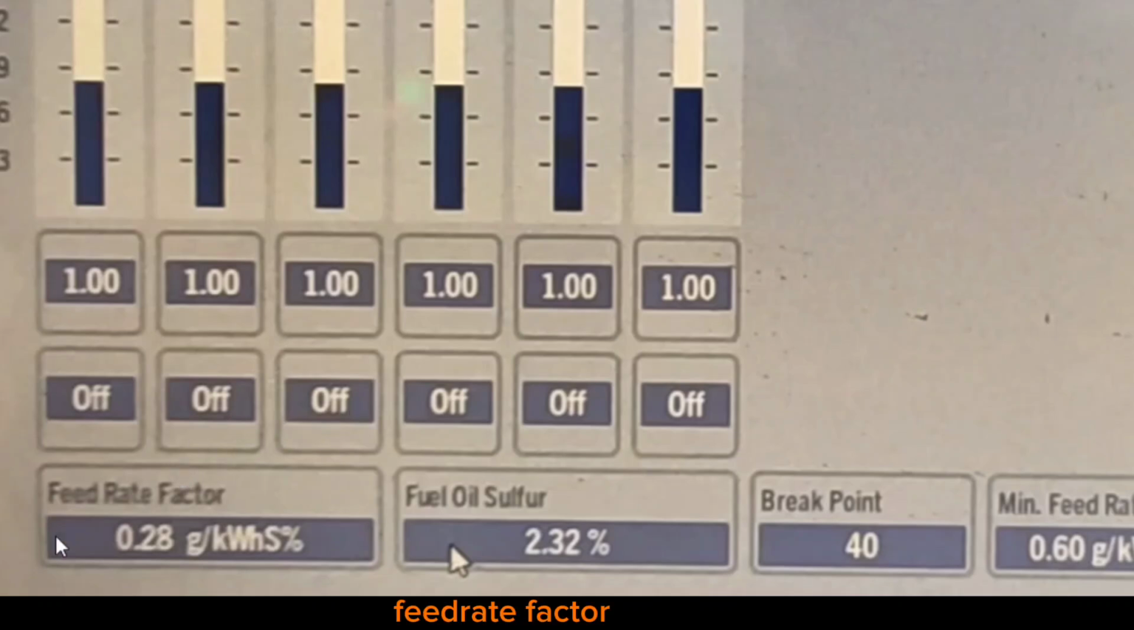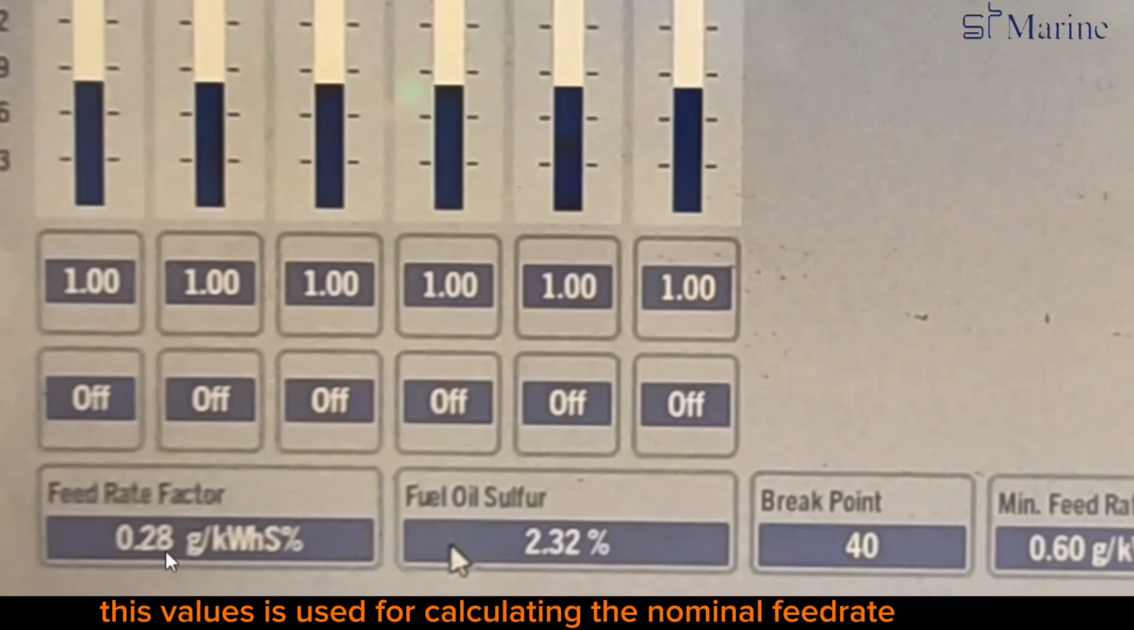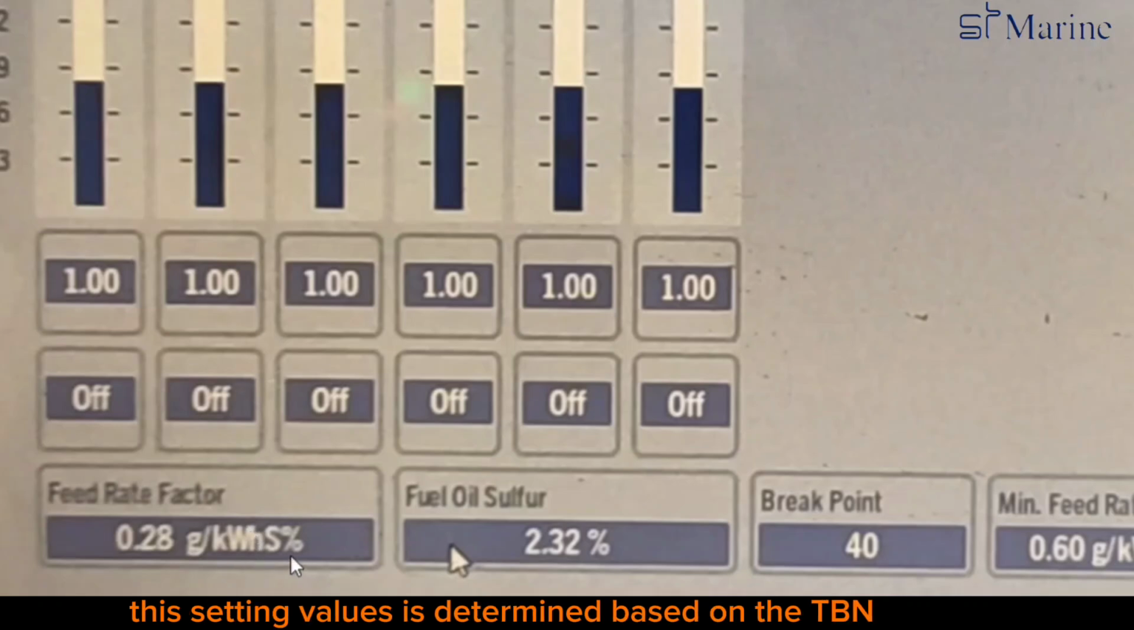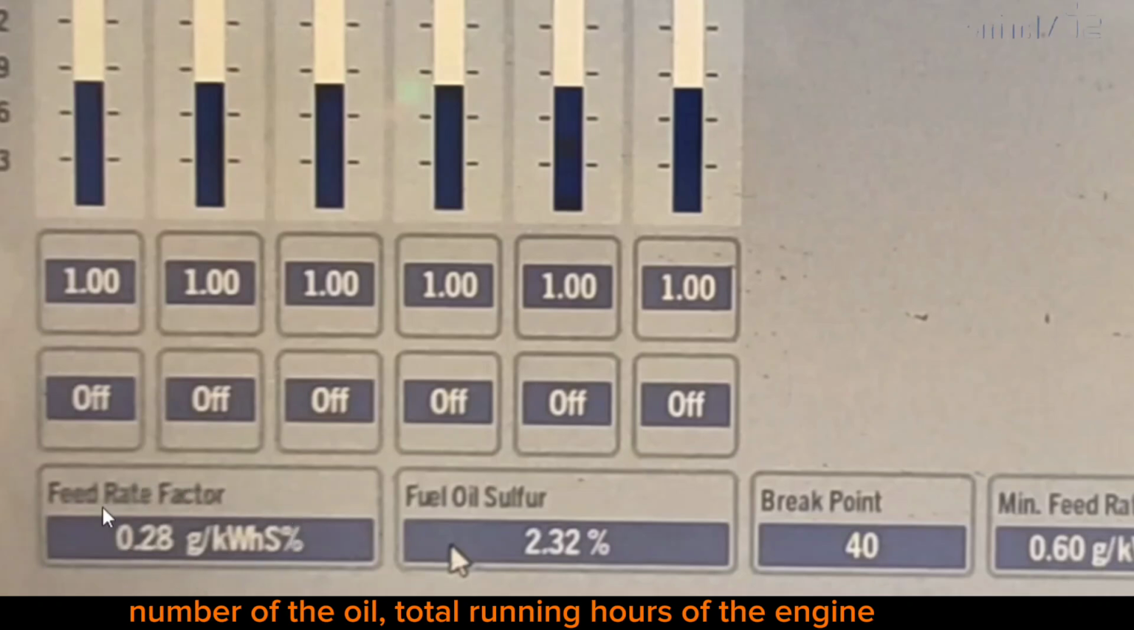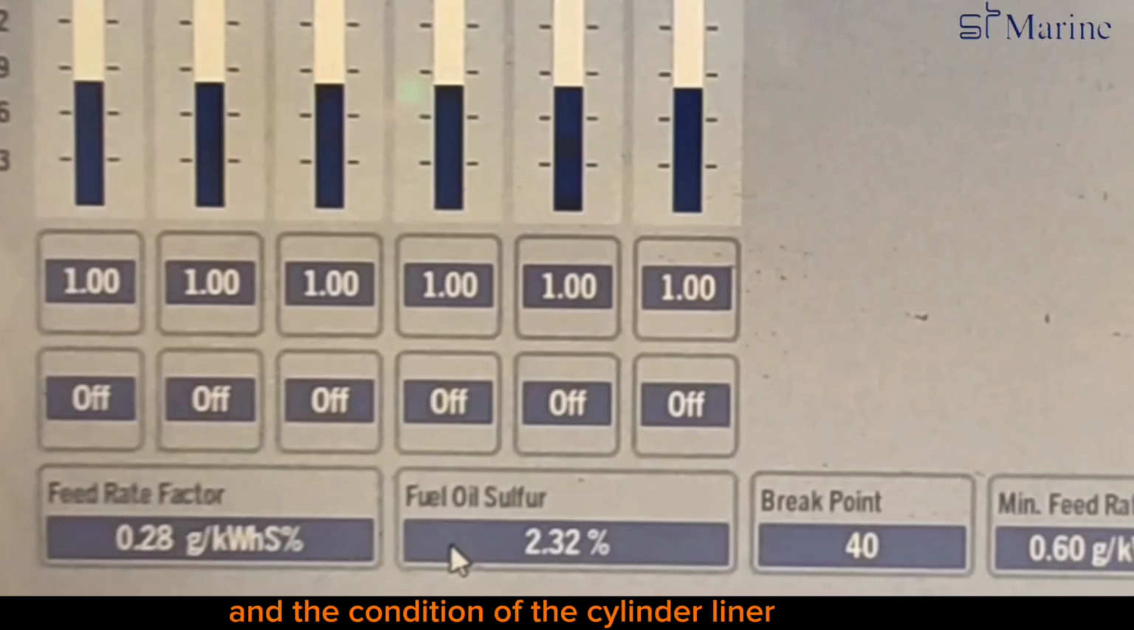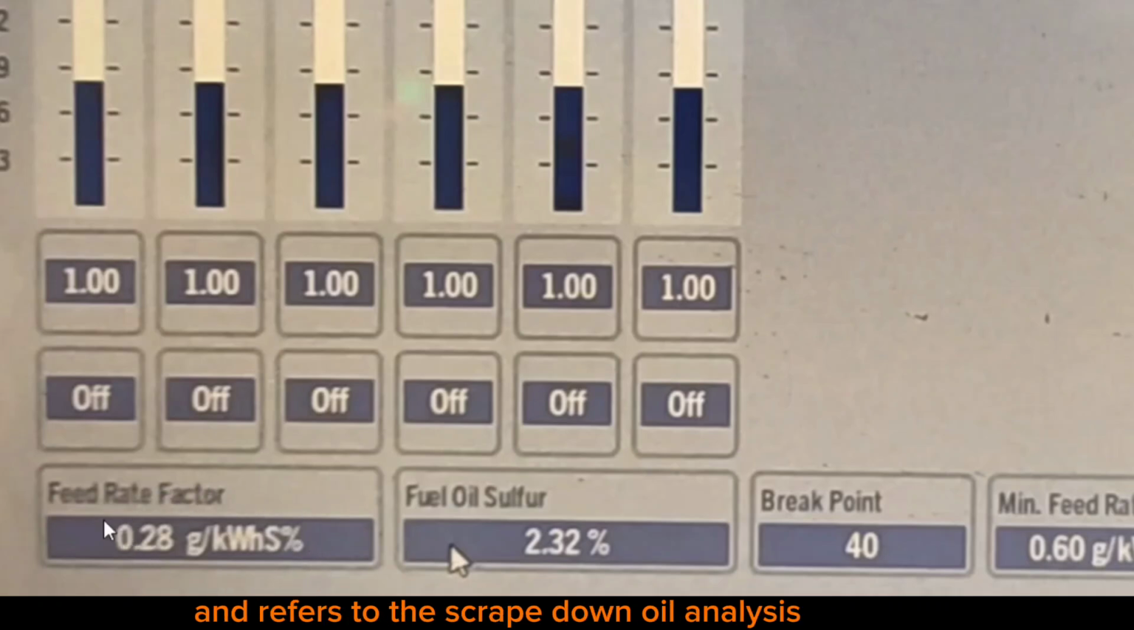Feed rate factors. These parameters indicate the feed rate per percentage of sulfur in the fuel oil. These values are used for calculating the nominal feed rate. The setting values are determined based on the TBN of the oil, the total running hours of the engine, the engine version, the condition of the cylinder liners, and with reference to the scrape down oil analysis.